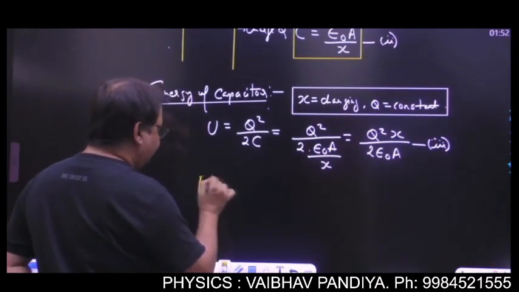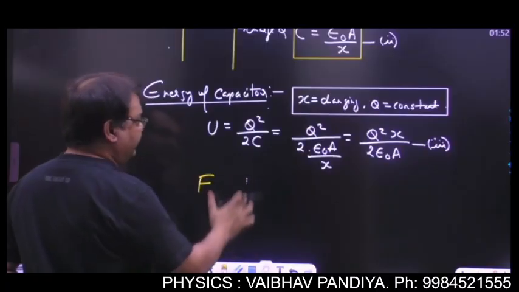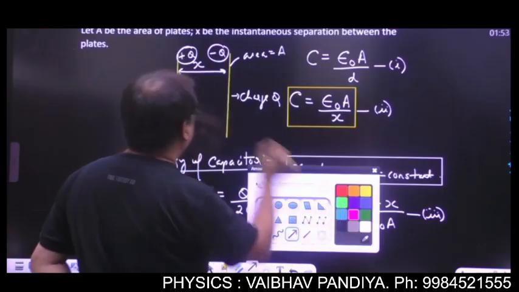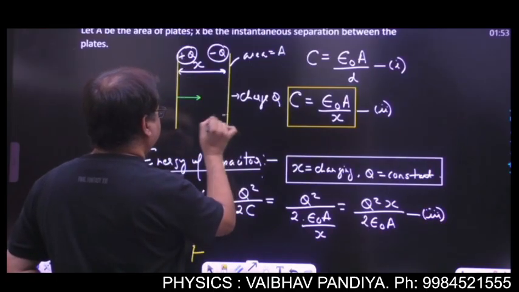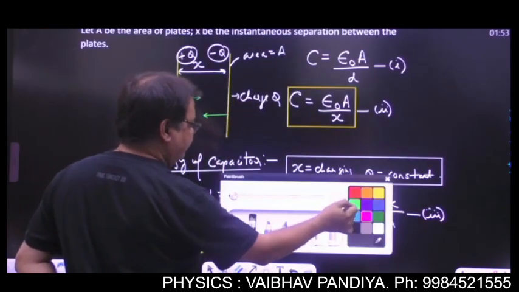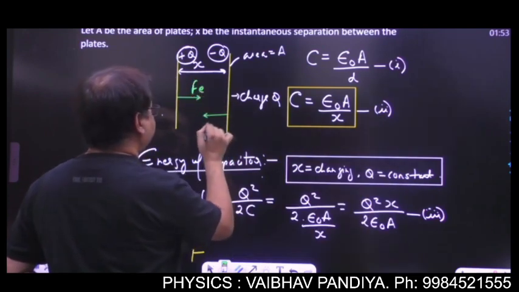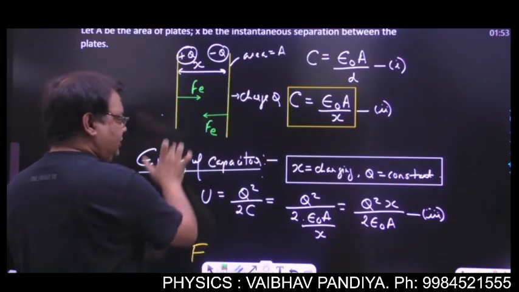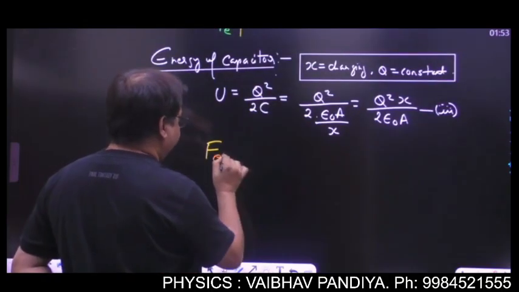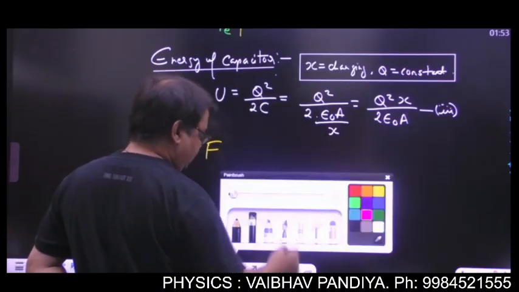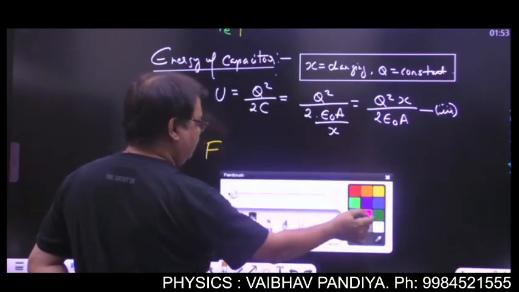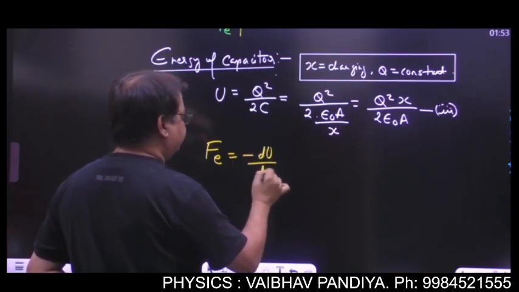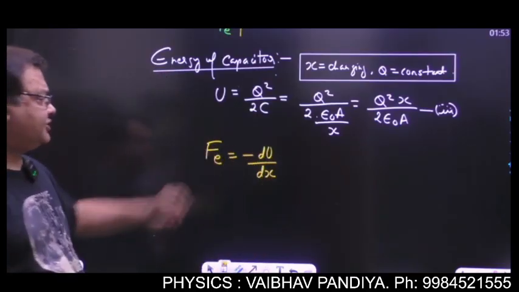Now if you want to know the force acting between the plates, because both the plates would be attracting each other with an electrostatic force. So suppose this plate is attracting the left plate with a force Fe. By Newton's third law, the left plate would be attracting the right plate with a force Fe. So find the force Fe, and for that we will apply the concept of basic mechanics, that force is the negative of the derivative of the potential energy with respect to the position. F is minus dU by dx.